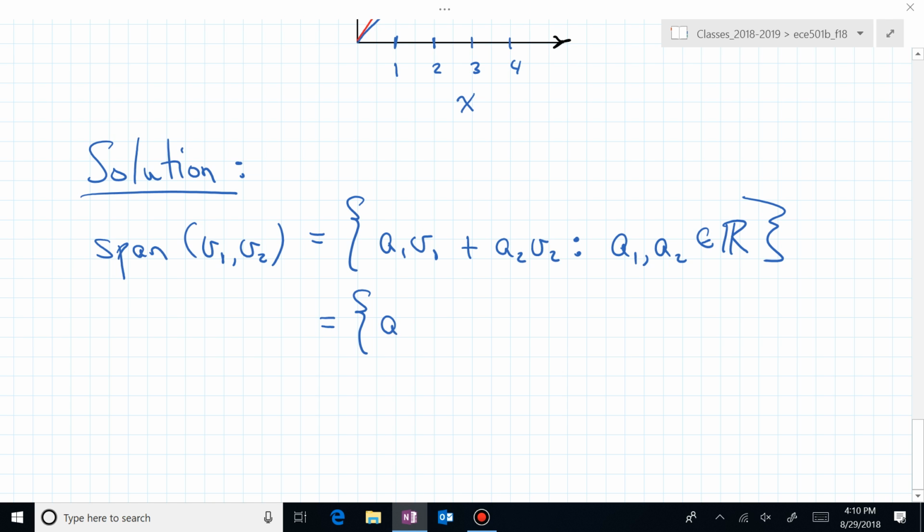Plugging in the particular vectors that we are using in this example, V1 was 3, 3. We're scaling that with A1, and A sub 2 scales V sub 2, which was 4, 5. Again, for A1 and A sub 2 belonging to the field of real numbers.